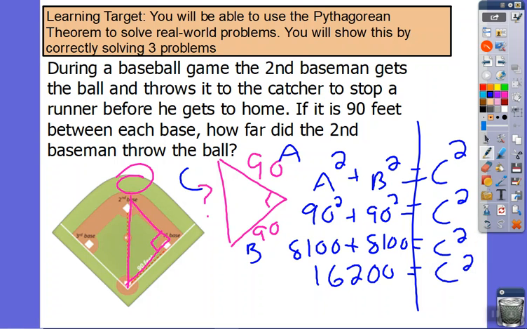Equals C squared. Opposite of squared is the square root. And I'm going to check that out and see if the square root of 16,200 works out. Nope, not exactly.